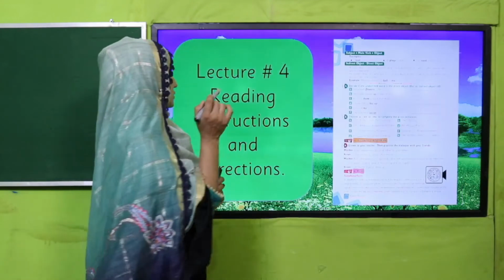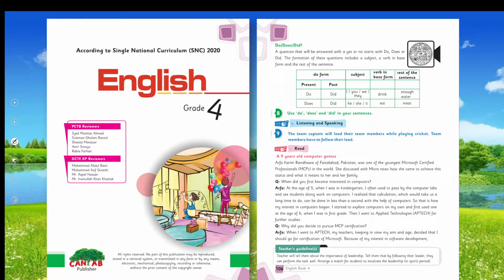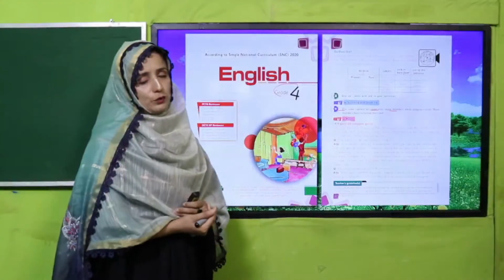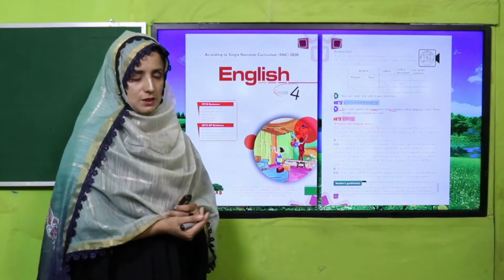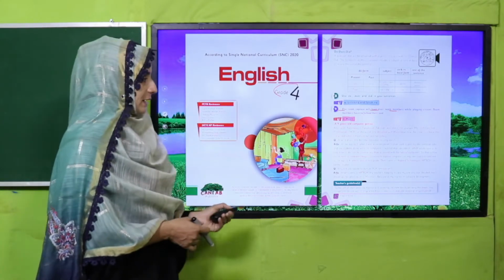Our today's lecture number 4, we will read about reading instructions and directions. We will learn what instructions and directions are. Before, in English for grade 4, we have already learned how we will be led by team members, and that if someone is giving us instructions, how we can follow them. I hope you remember it. If you do not, you can watch this video lecture again. So today we are going to get more knowledge about instructions and directions.